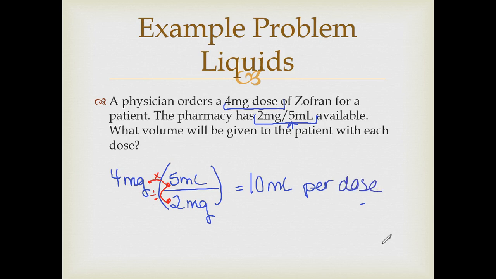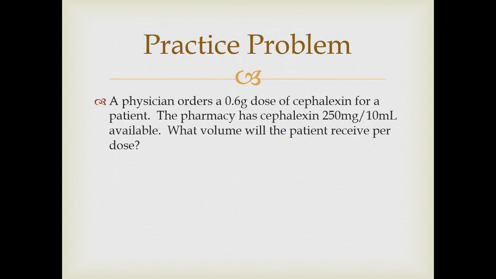Now we also have to take into account that the units between the strength and our dose have to match. So let's take a look at what that's going to look like. So here it says a physician orders a 0.6 gram dose of cephalexin for a patient. The pharmacy has cephalexin 250 milligrams per 10 ml available. What volume will the patient receive per dose?